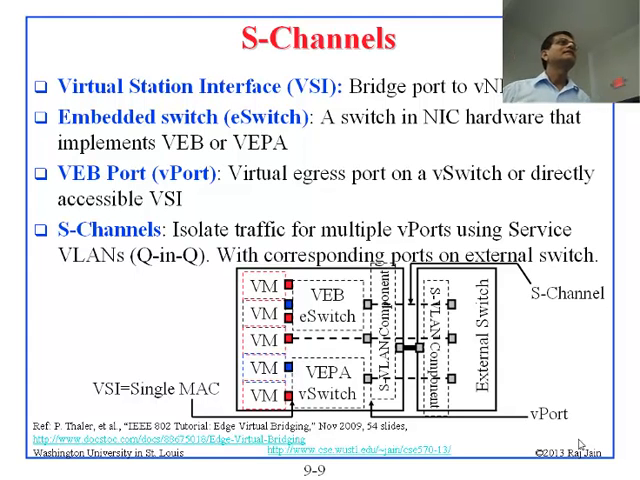Do you have any specific limit to use the Q in Q rather than the legacy VLANs? Oh, so basically when you need two VLANs here, right? Legacy VLAN is there already. But now you need to distinguish. You see, this is also blue and this is also blue. But we need to distinguish which switch it came from.